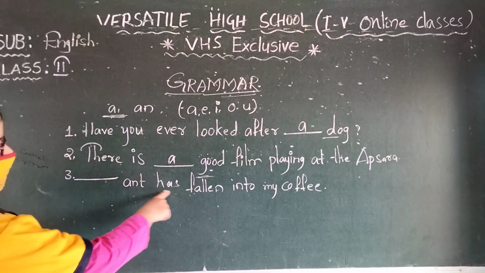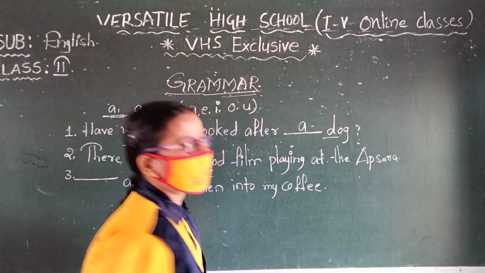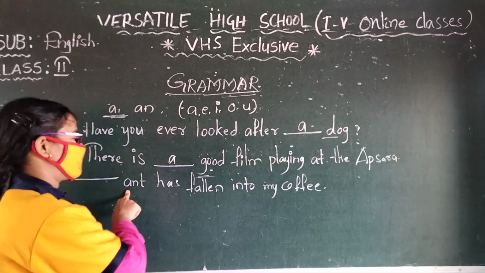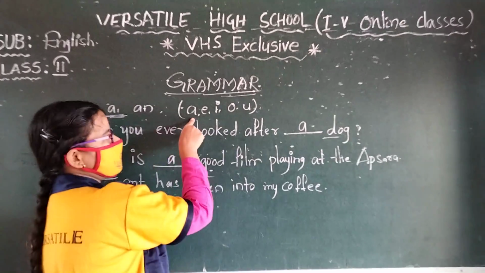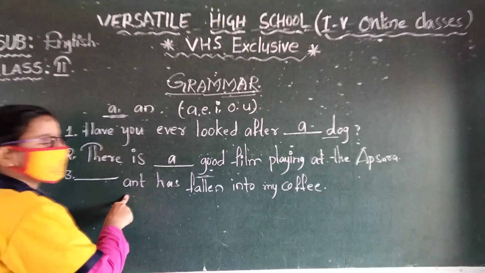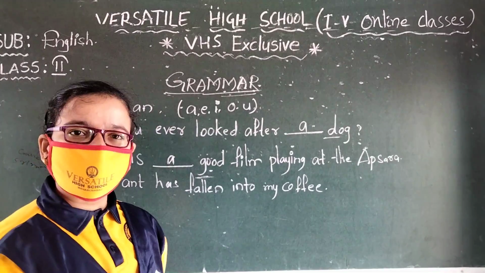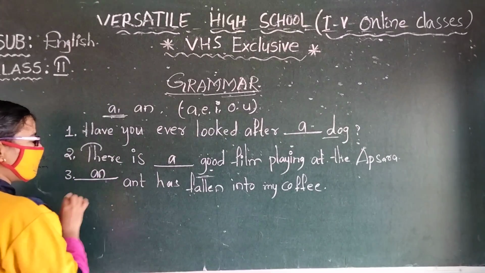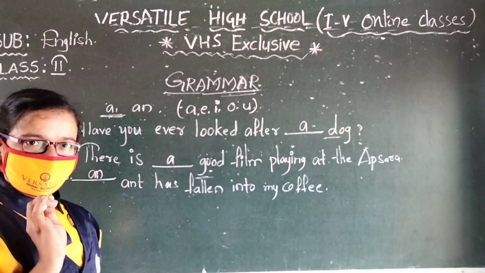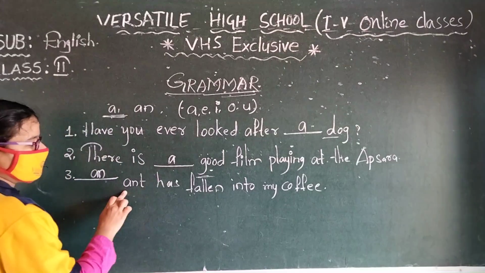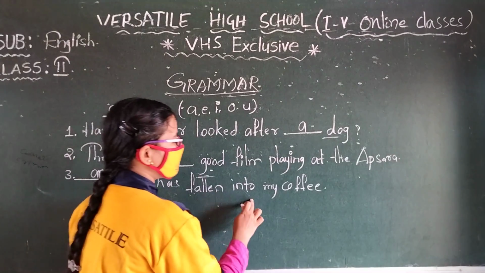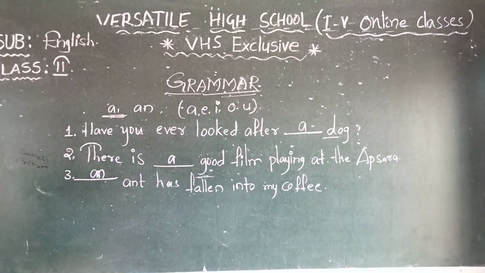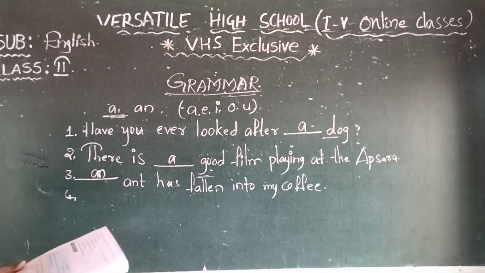Dash ant has fallen into my coffee. Is this a vowel or consonant? A is a vowel. This word starts with a vowel sound, A-N-T, ant, so we will write an here. An ant has fallen into my coffee. Complete that sentence. And then the fourth one.